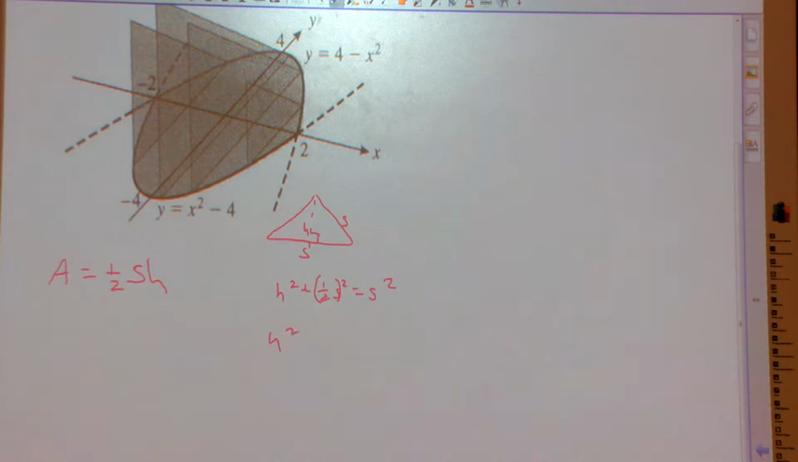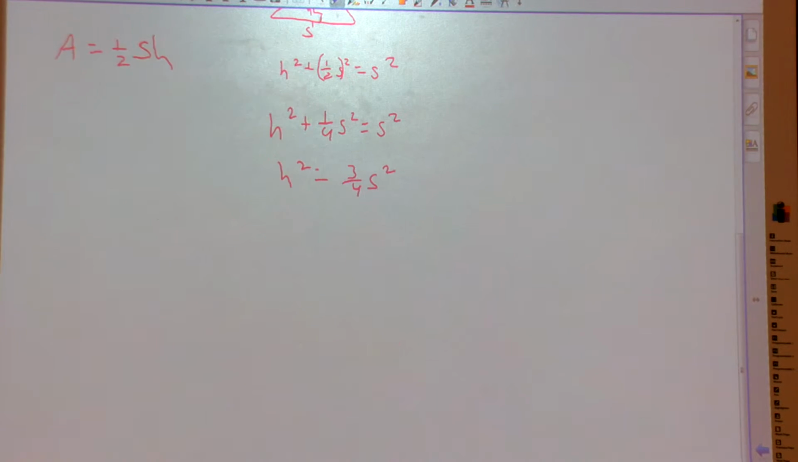So I have H squared equals 1/4, or I'm sorry, not equals. H squared plus 1/4 S squared equals S squared. Right? Don't forget to square the constant. Solve for H. So I have 1S squared minus 1/4 S squared, so I have 3/4 S squared. You with me there? Square root it.